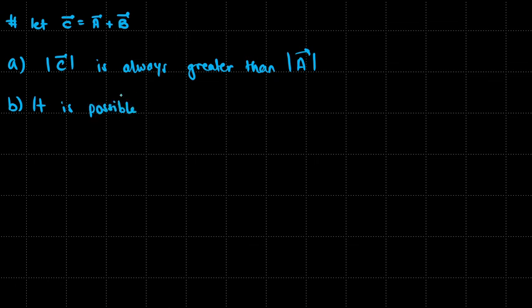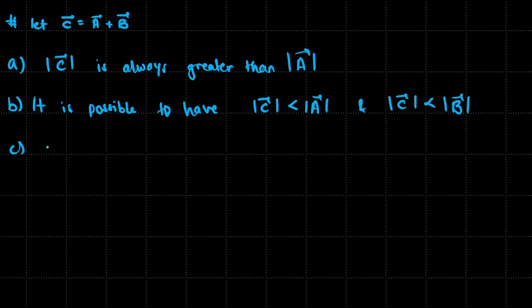it is possible to have vector c be less than vector a, and vector c to be less than vector b. So the third one is c is always, so I wrote this one, so I'm changing the notation, so it might confuse some students, so that's why I'm doing it. So c is always equal to a plus b.